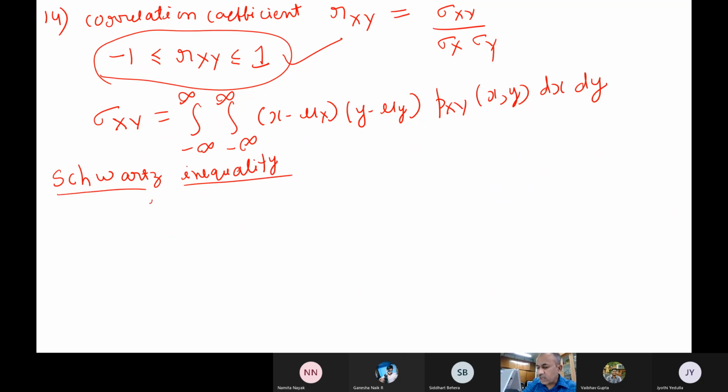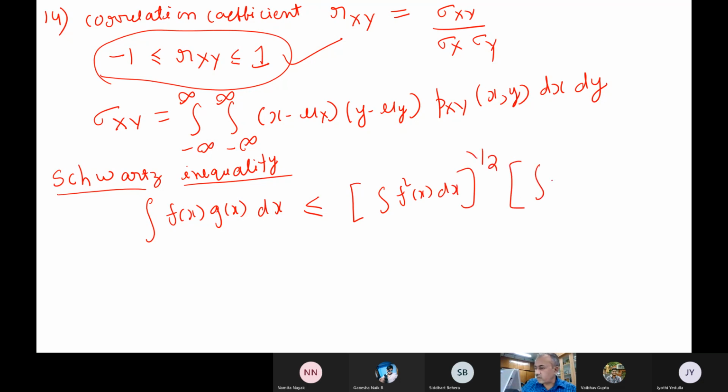If I have two functions, f(x) and g(x), the Schwarz inequality says that any integral of f(x) g(x) dx will always be less than or equal to the integral of f square x dx whole to the power of half, multiplied by the integral of g square x dx whole to the power of half. This is the famous Schwarz inequality, given in mathematics.